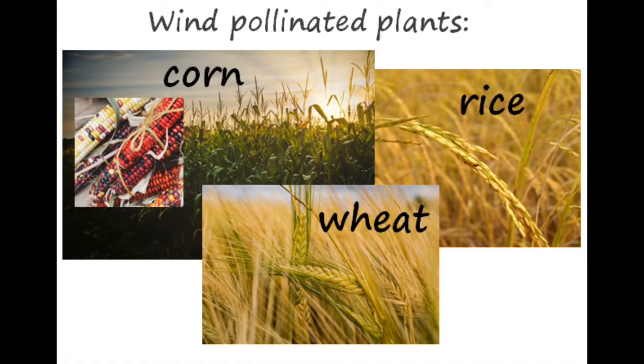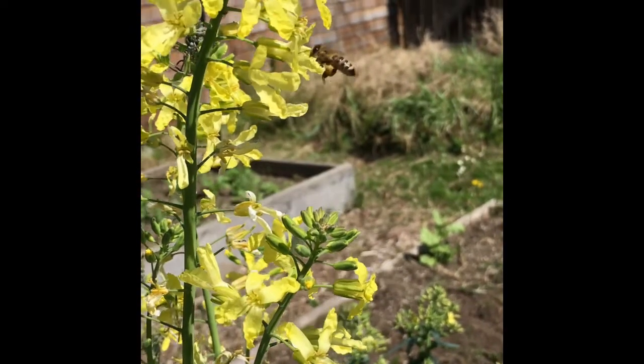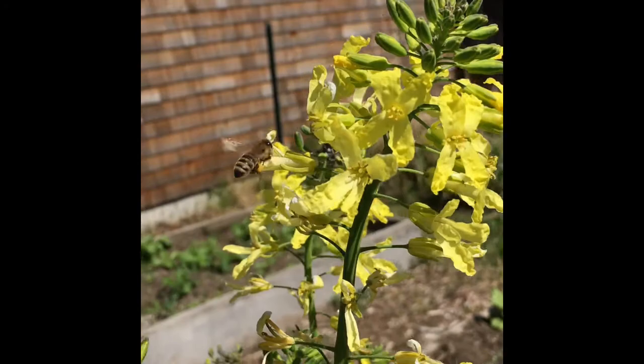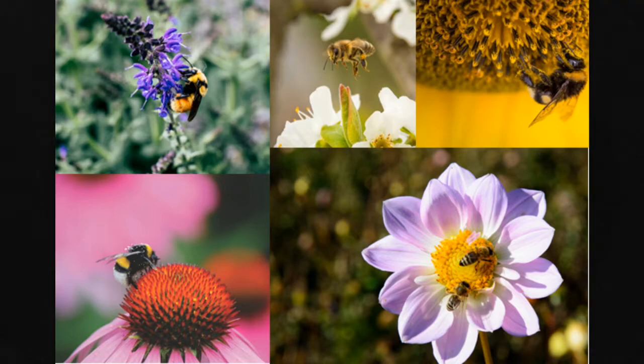Some plants are pollinated by the wind, such as corn, wheat, and rice. However, most plants in the world are pollinated thanks to the help of creatures like this one. This honeybee is one of my favorite pollinators. Bees are one of the most famous pollinators. They are particularly efficient at pollinating, and they visit lots of different kinds of flowers. But what is a pollinator?